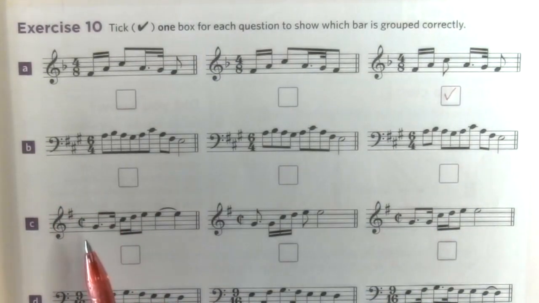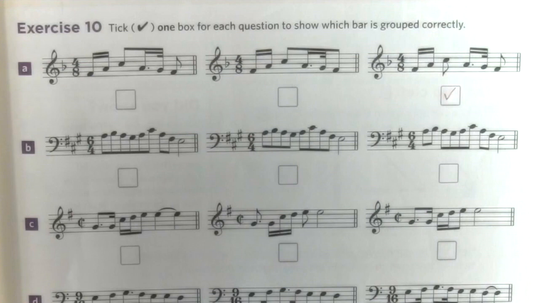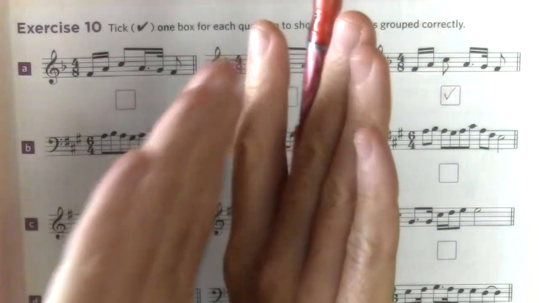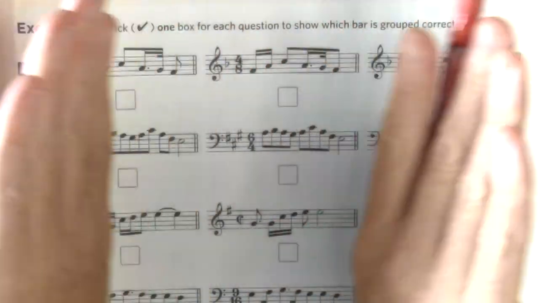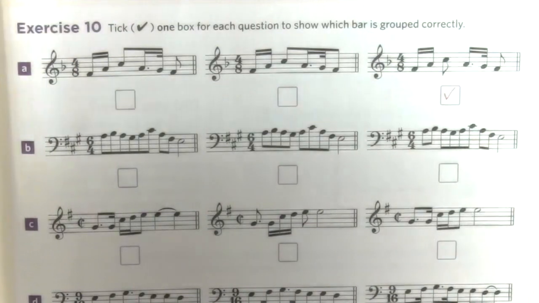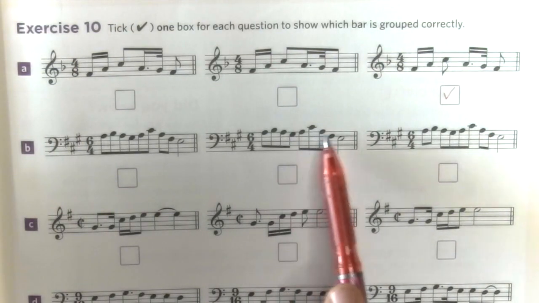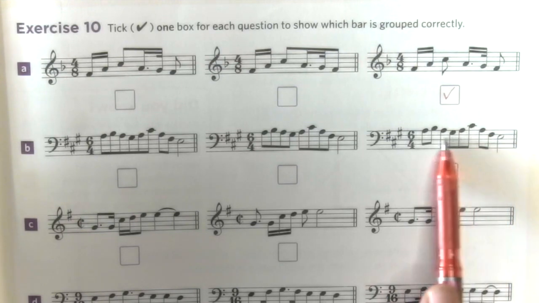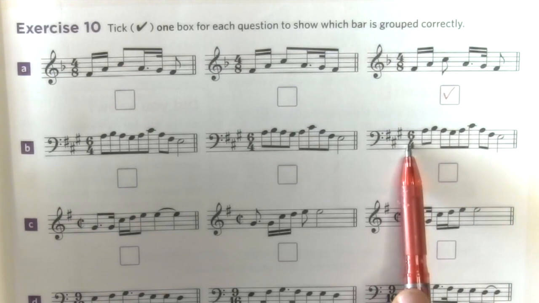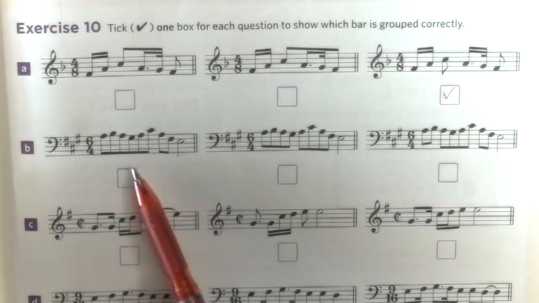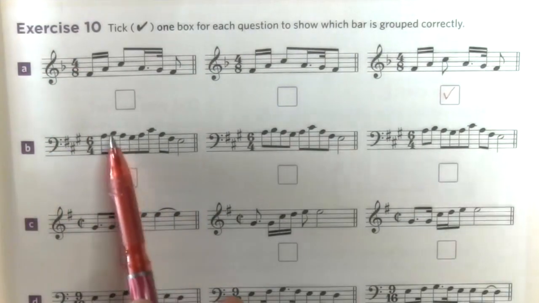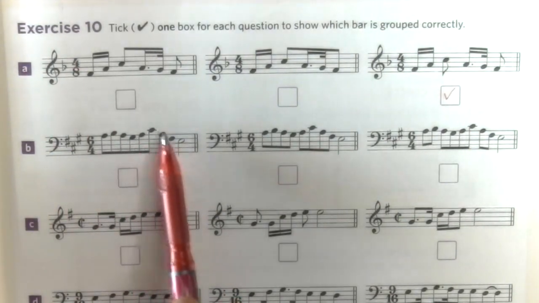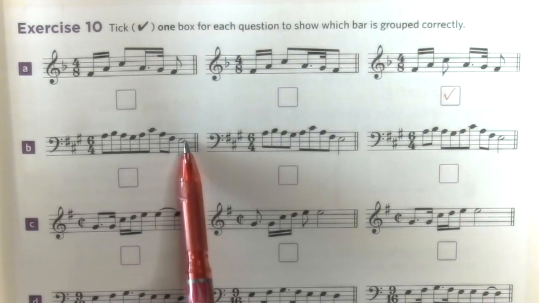6/4 compound time. 3 plus 3 crotchets. So where do we see, again here, the half of the bar where we see a clear separation. Here we see 3 groups of things. Here I see 4 groups of things, which just doesn't make any sense because this is a compound time, so 3 plus 3. And I think that the answer is this. Let's double check. 1, 2 and 3 crotchets. 1, 2 and 3 crotchets.